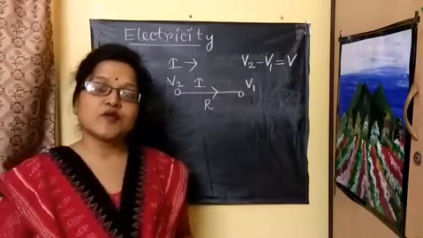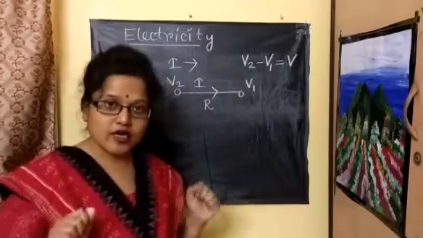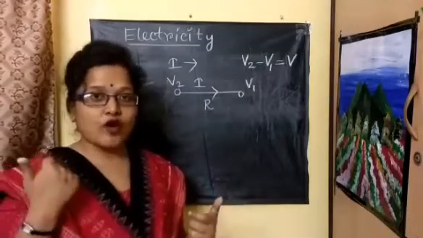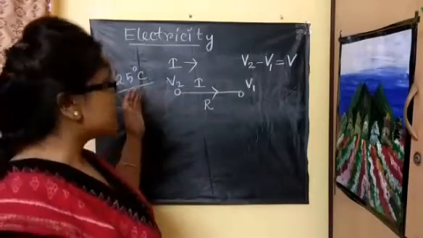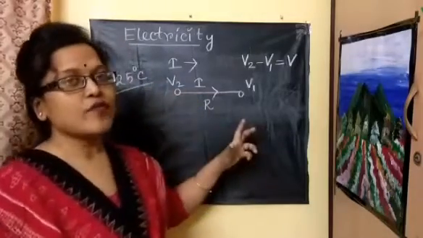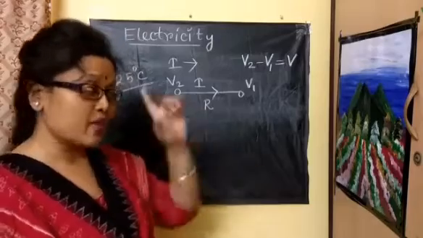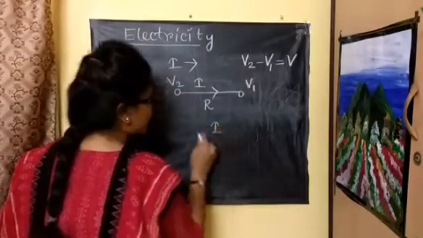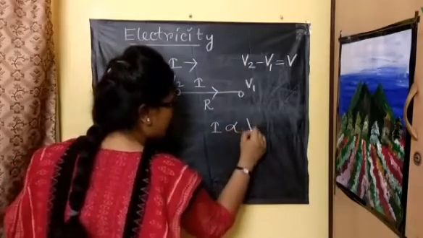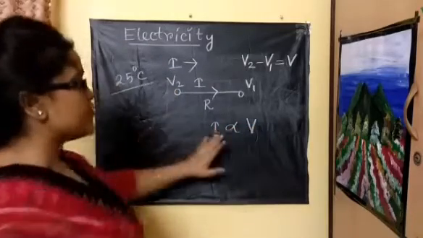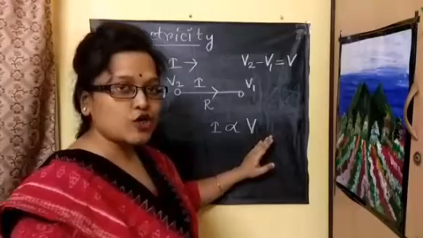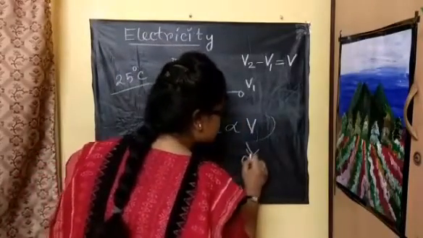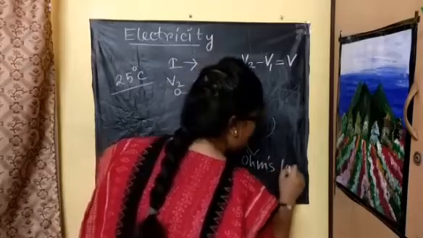Suppose during the experiment I am not changing the length of the conductor. I am not changing the cross sectional area of the conductor. So if length, cross sectional area and material of the conductor are all the same, then the current flowing through the circuit is proportional to the potential difference. Current flowing through the circuit is proportional to the potential difference.